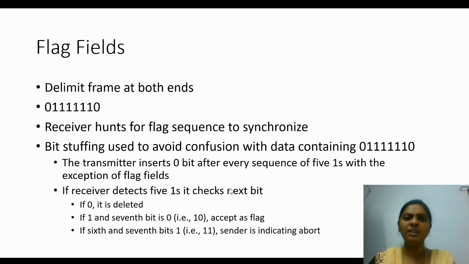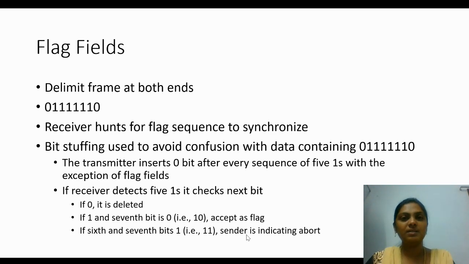If the receiver detects five continuous ones, it checks the next bit, which is very important. If the next bit is zero, then it is deleted, which means that it is a padded zero, so it can be deleted. If the sixth bit is one and the seventh bit is zero, which means six continuous ones, it is a flag bit and is accepted. Otherwise, if the sixth and the seventh bits are both ones, then it should be aborted. So this is about the flag bits.